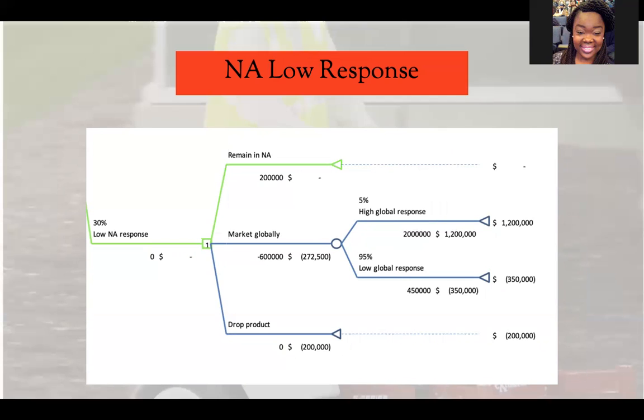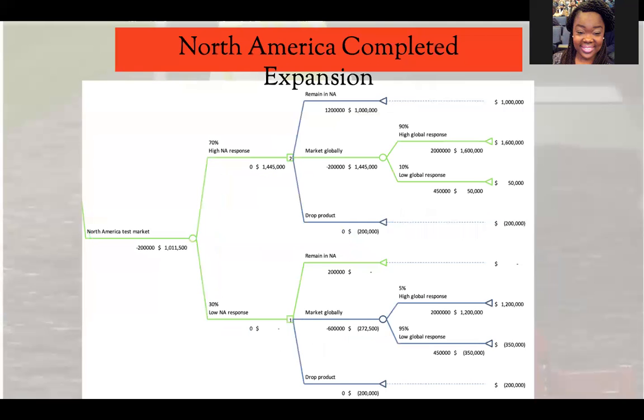In North America, if the response remains low, the expected revenue would be $200,000, and the global cost should be $600,000, with the high global response of 5%, which will give you $2 million, and then the low response for the profitability should give you 95% at a total of $4,050 in cost. Going to the next slide.